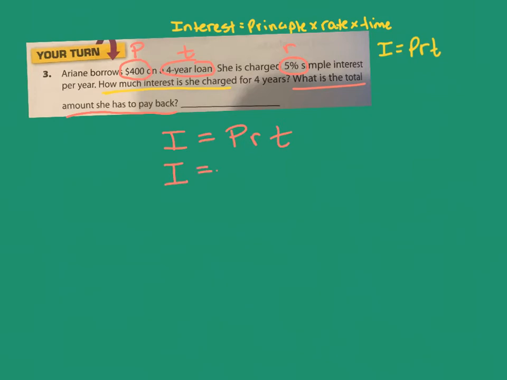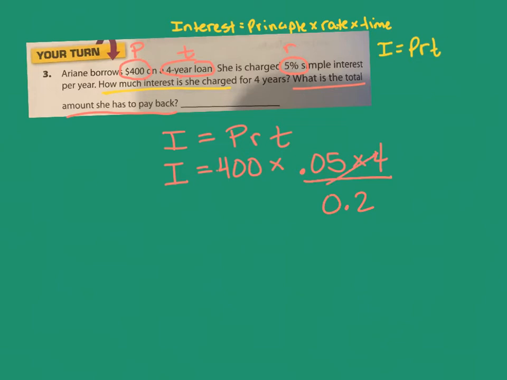So we will fill in so that we can find how much interest she will have to pay. We'll fill in $400 for the principal, 5% for the rate, but let's make sure and change that over into a decimal, so 0.05. The time is 4 years, and now I can calculate. It's all multiplication, so it doesn't really matter which I multiply first. I'm going to do the 0.05 times 4. That's going to give me 0.20 or just 0.2.